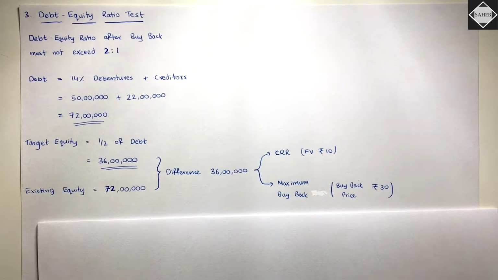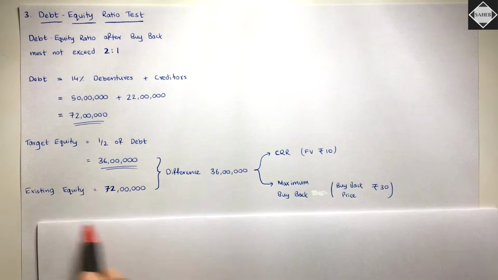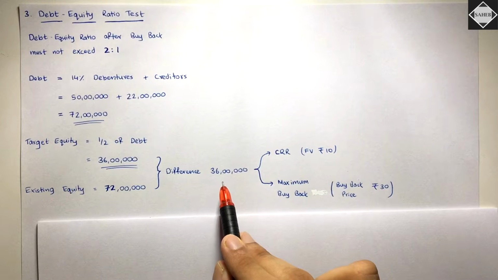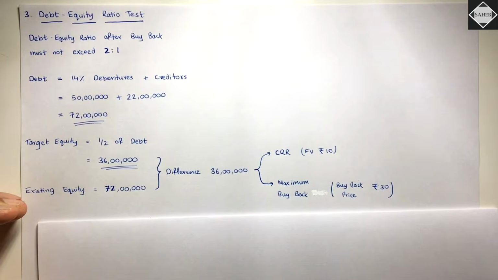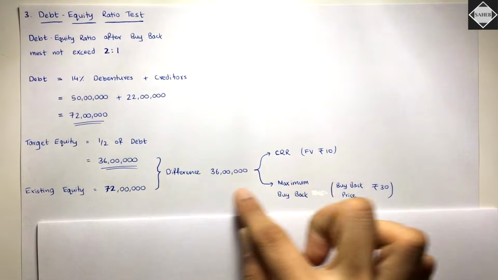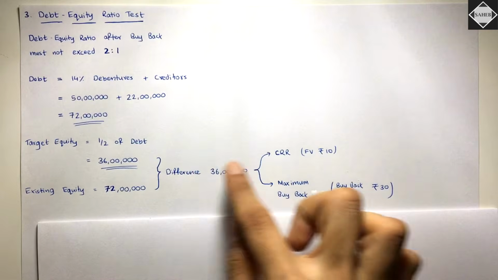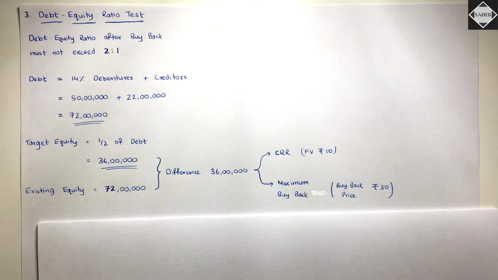Okay, now understand logically, it's really simple. See here, what is happening? See the difference between target equity and existing equity. 72 minus 36, that's equal to 36 lakhs. The difference between the existing equity and the equity that you must maintain after the buyback, the target equity, is how much? 36 lakhs. So this is the maximum reduction that can happen in your equity. The maximum reduction to satisfy this condition, 36 lakhs.